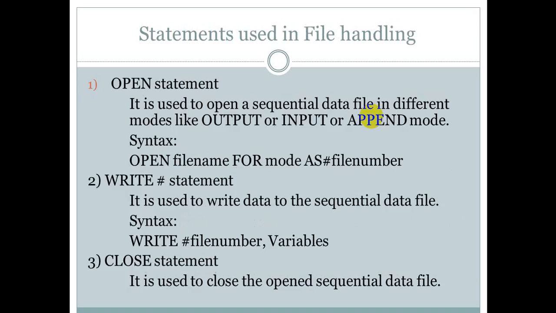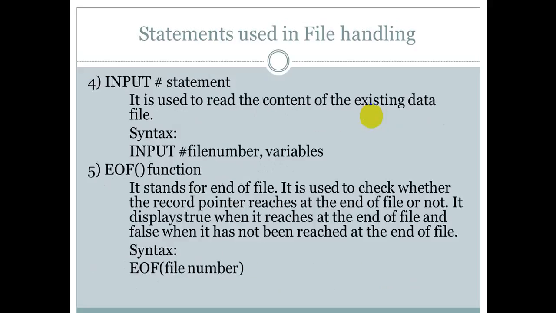In file handling, we should learn some statements which are used during file processing. So the first one is the OPEN statement. It is used to open a sequential data file in different modes like output, input or append. And the WRITE # statement will store data in a file. The CLOSE statement is used to close the open sequential data file. And the INPUT # statement is used in input mode in order to read the content of an existing data file.